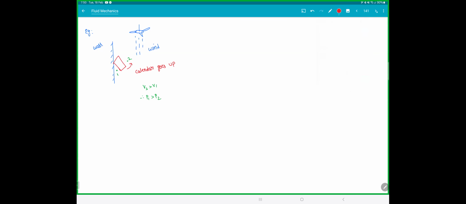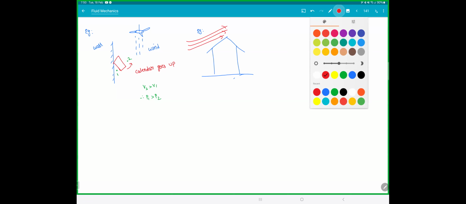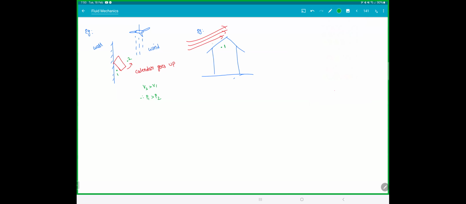This you'll notice also, when the wind is blowing and the huts blow off. If you have a hut there, when the wind is blowing pretty fast, if this is point 1 and this is point 2, same thing, v2 is greater than v1, therefore p1 is greater than p2. So pressure inside the house is more than outside, and the hut blows off.